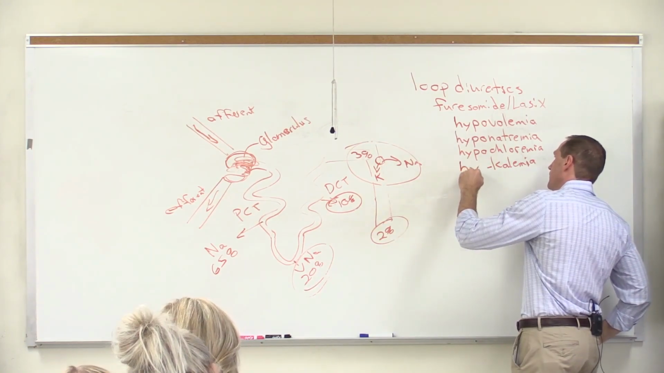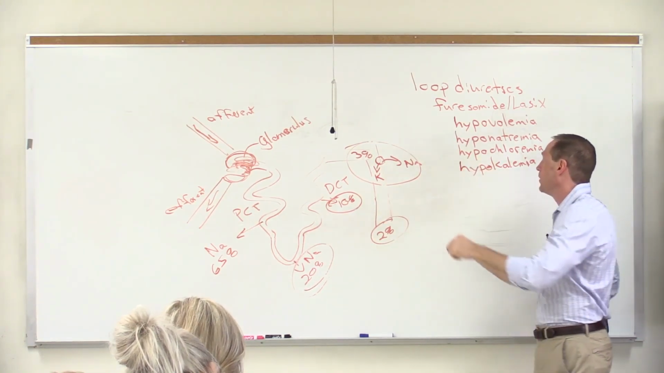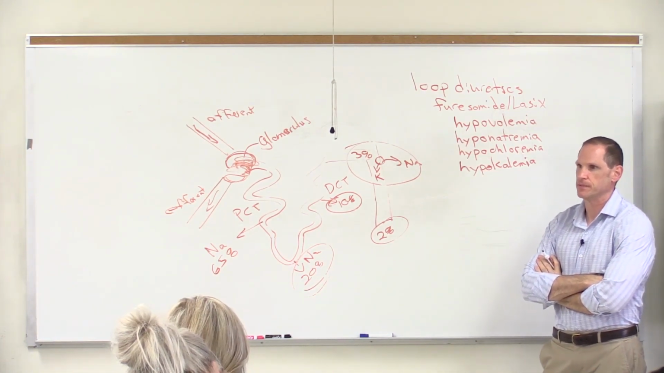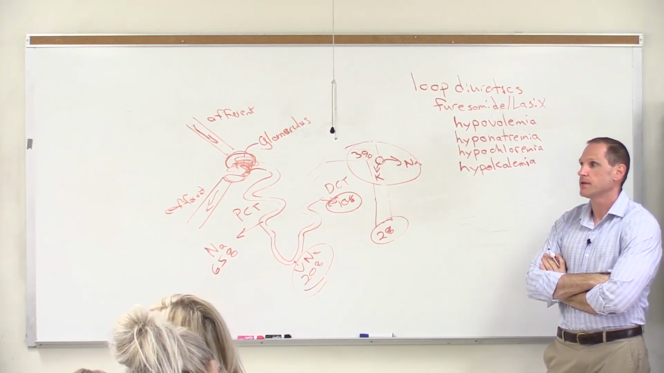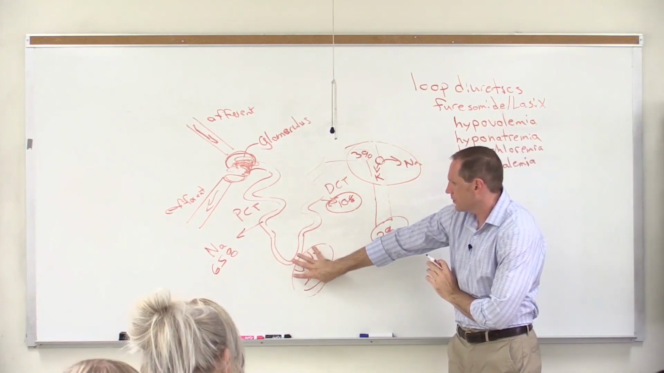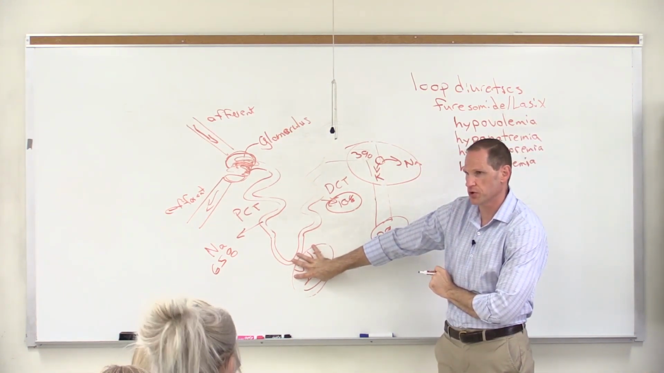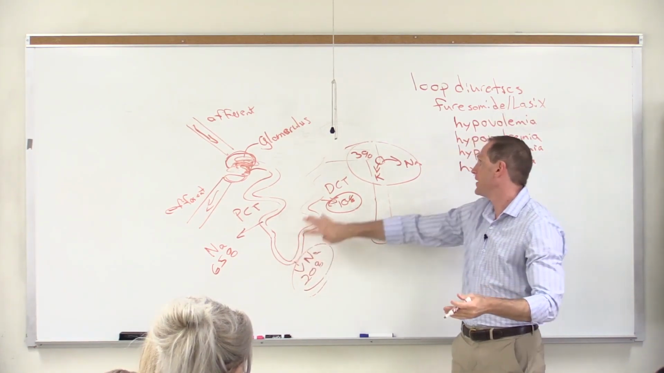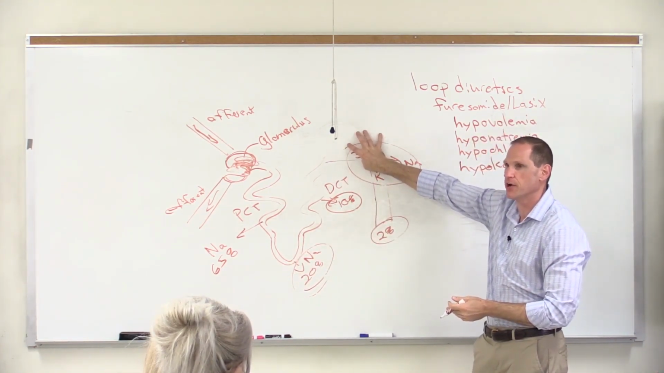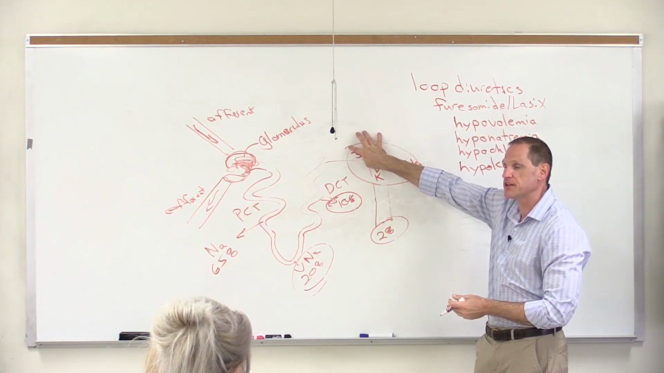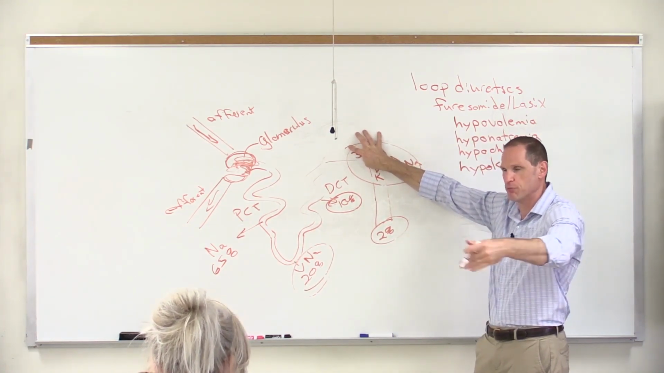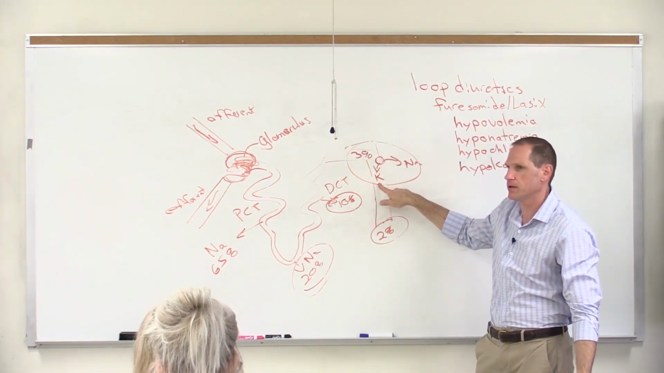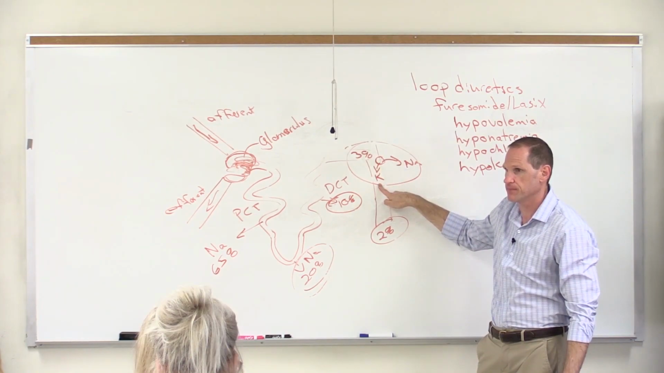So, four hypos. It's going to increase aldosterone. When you don't have enough sodium, because you're not resorbing as much here, your body will respond to that by secreting aldosterone to try and fix it here. But it's just not enough to fix the sodium, so you're still going to have more sodium secretion than usual. But it will affect the amount of potassium that's leaving.